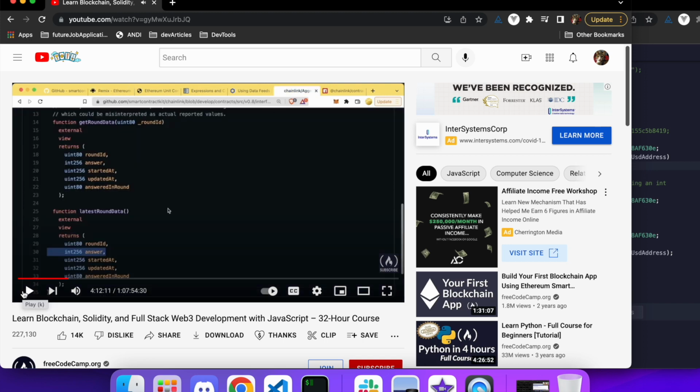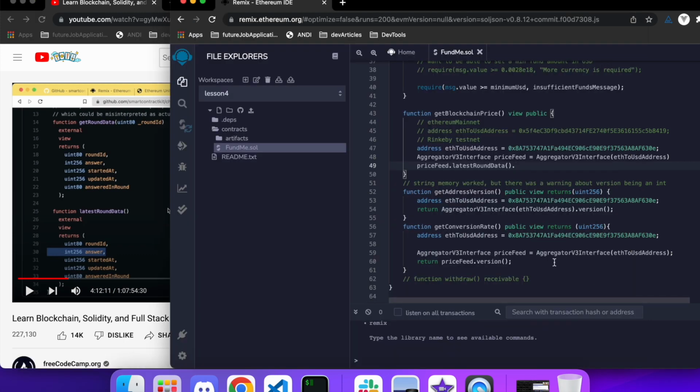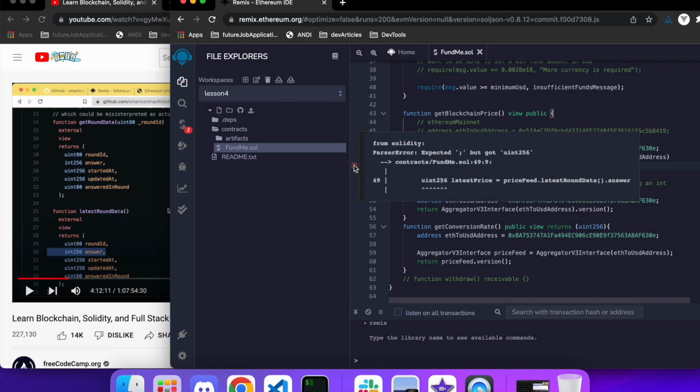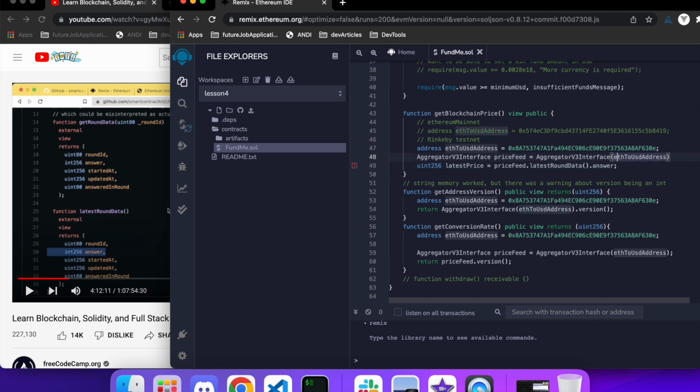Data. Now, if we look at the, shouldn't it just be dot answer then? It should just be dot answer. That is my answer. Dot answer. Const latest price. Oh, we can't do const. You went 256, just for funsies. Okay. It is definitely not that.